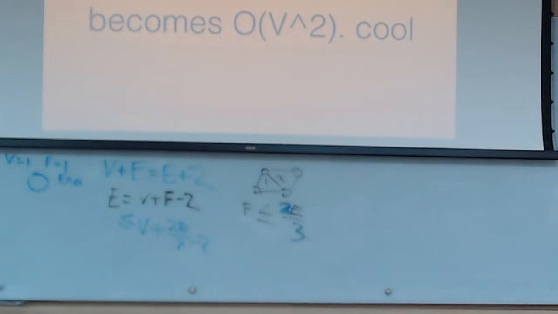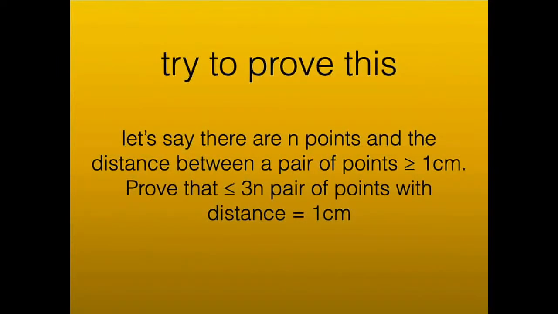Okay, this is an interesting one. Try to prove this. Let's say there are n points on a 2D space, and the distance between any pair of points is guaranteed to be at least 1 centimeter, or 1 unit, or whatever. And then we want to prove that there are at most 3n pairs of points that have a distance of exactly 1 centimeter. How do you do this?